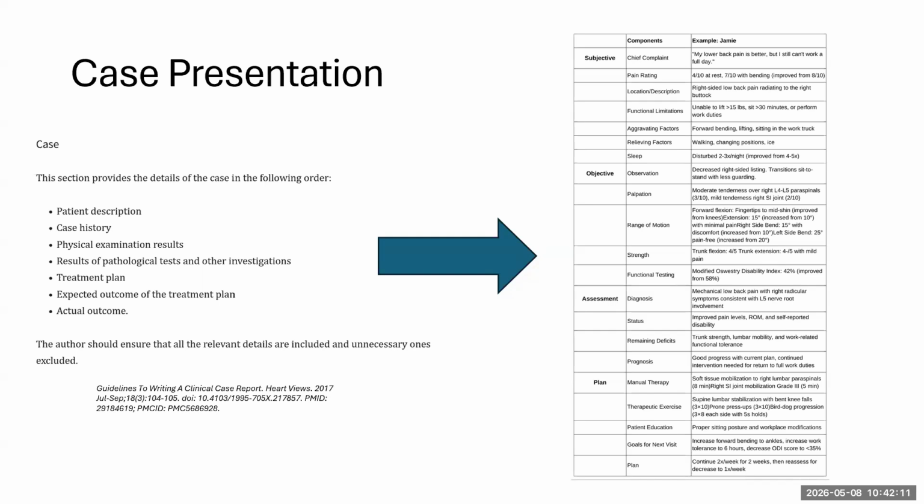Physical examination results are very similar to what you'll write for a SOAP note. Just head to toe, this is what we found. And then treatment plan is what you were planning on doing. And then expected outcome of the treatment, actual outcome. These last three, treatment plan, expected outcome, and actual outcome, will be different depending on what kind of paper you're doing. But that part is kind of what was expected and what was different.